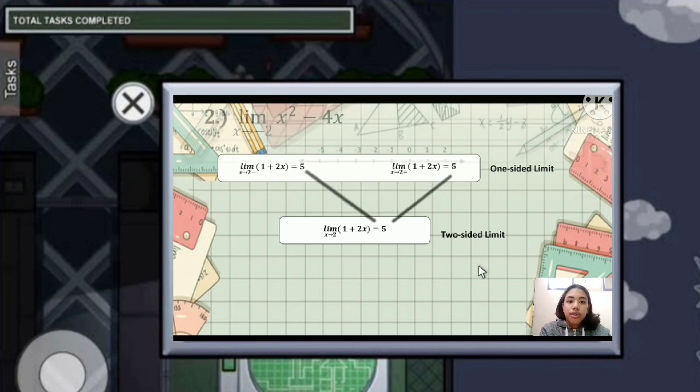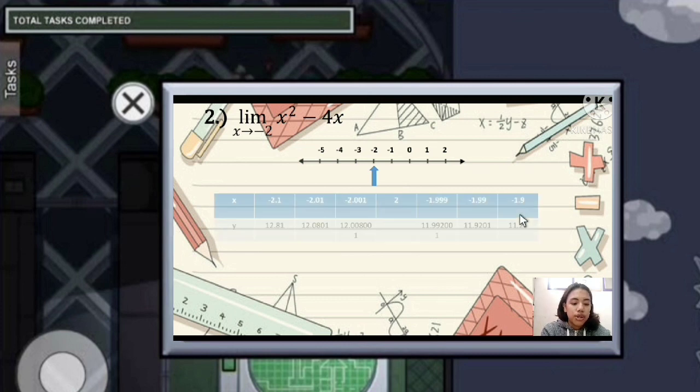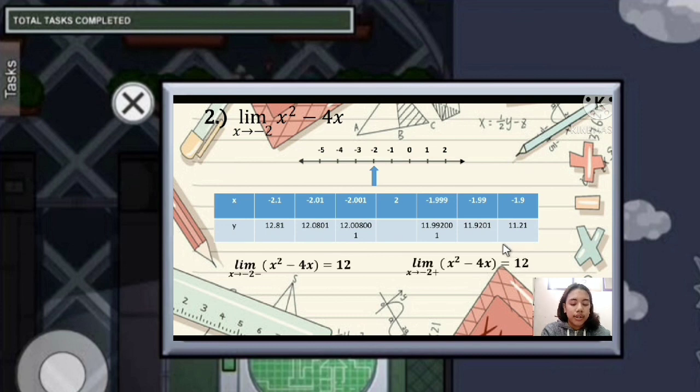Let's have another example to understand limits. Number 2, limit of x squared minus 4x as x approaches negative 2. To visualize our problem, let's have our x-axis. Our problem said our x approaches negative 2. It means our x is getting closer and closer to negative 2. We can approach it from the left and from the right. So we will start approaching negative 2 from the left, and the next is approaching from the right.